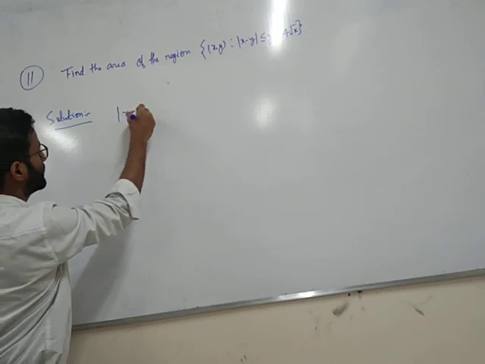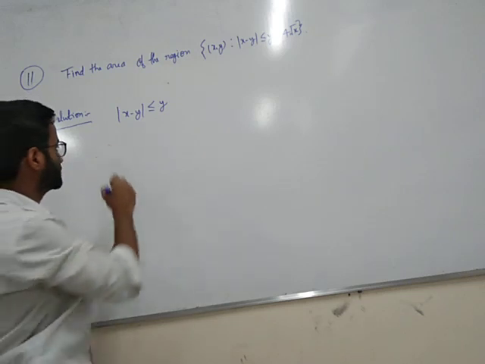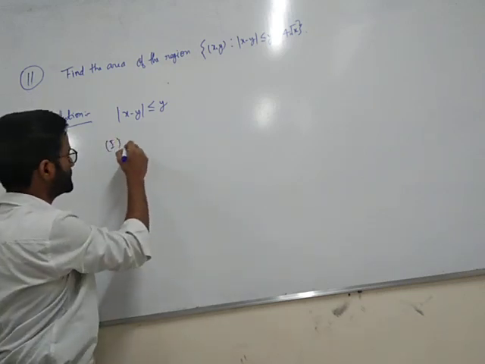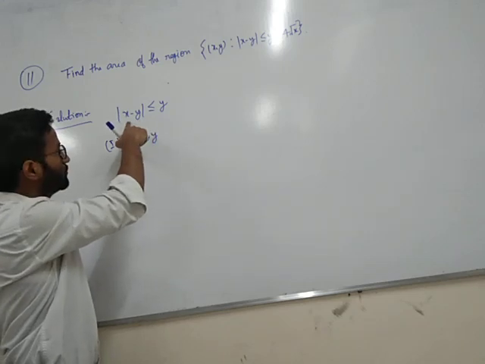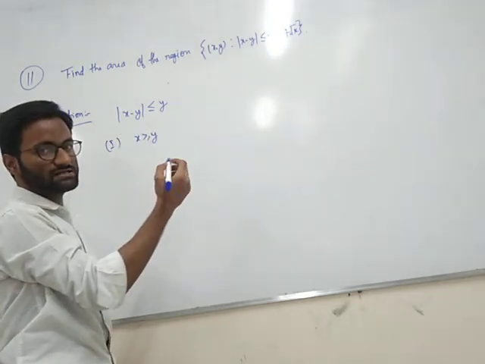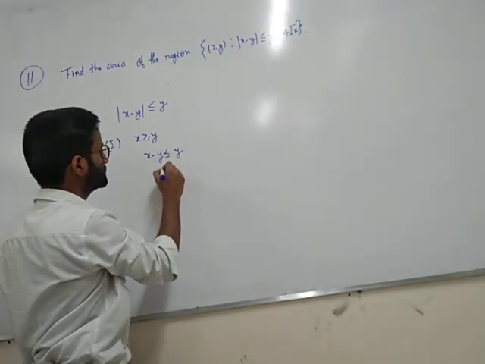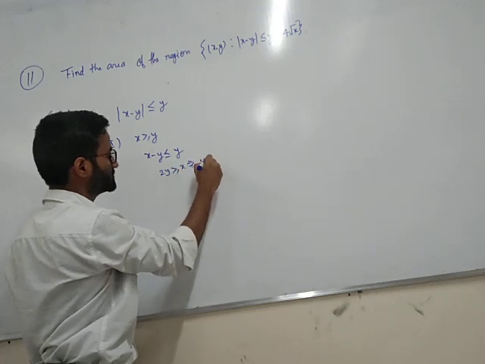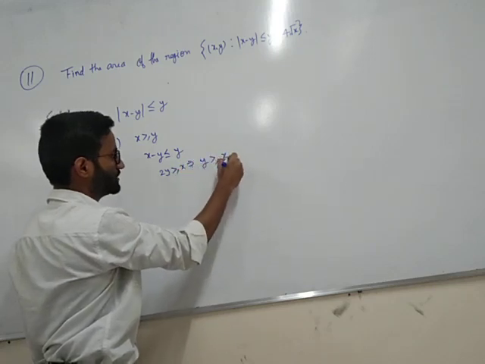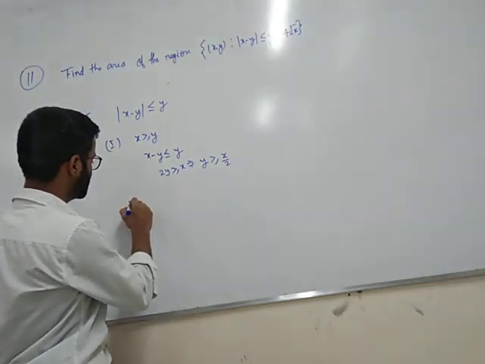Solution: mod of x minus y is less than or equal to y. So take the first case. First case was कि x is greater than or equal to y. So this bracket will be open positive. So x minus y is less than or equal to y. So it means 2y is greater than or equal to x, which means y is greater than or equal to x by 2. And what is the second case?